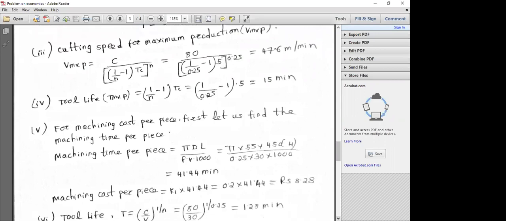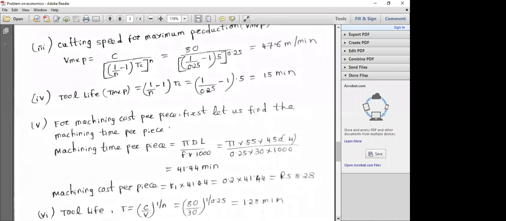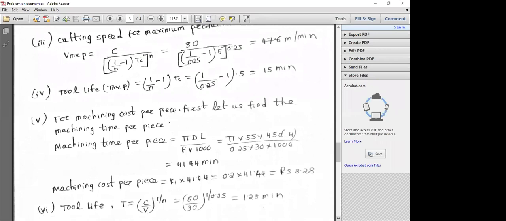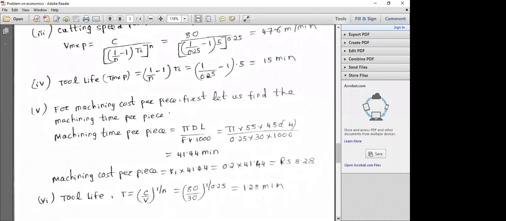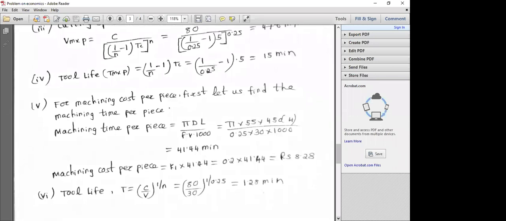So again, what is the next parameter you have to take? Next parameter, he has asked the tool life. So tool life is given by T, simply from the Taylor's tool life equation, T is equal to C by V, you have to rearrange the terms, to the power of 1 by n. So you'll be getting 1.28 minutes. So you be careful about the units. Minutes there, rupees there.